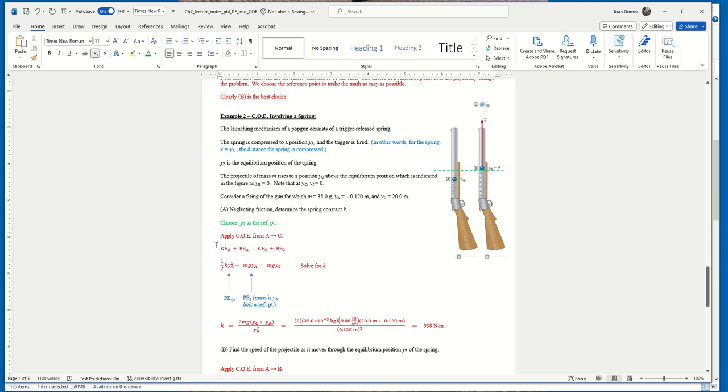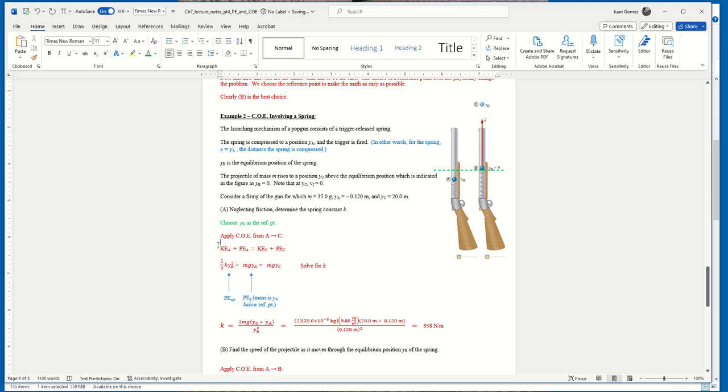So KEA, what's the initial potential energy? Well, we know that the spring is compressed. It's compressed a distance of YA from its equilibrium position. Remember, it's compressed a distance of YA. Don't let that fool you. We're just setting x equal to YA. That's how much the spring is compressed, the distance of YA. So the spring potential energy is 1/2 k YA squared.